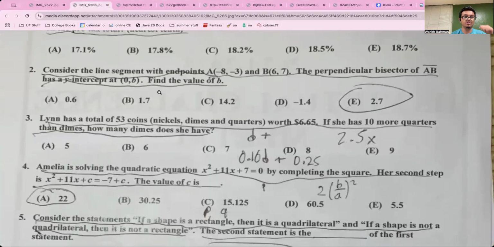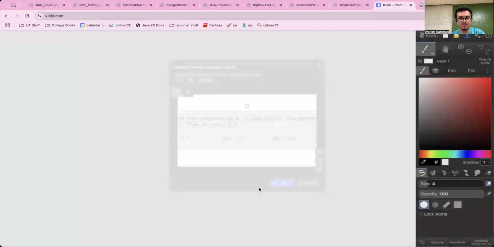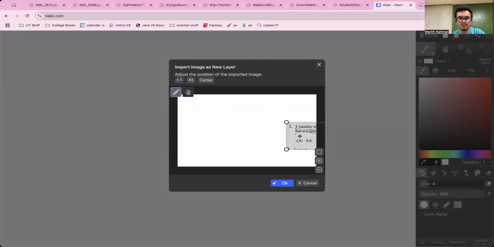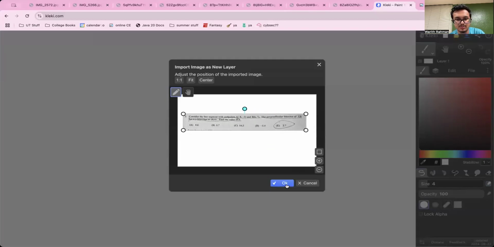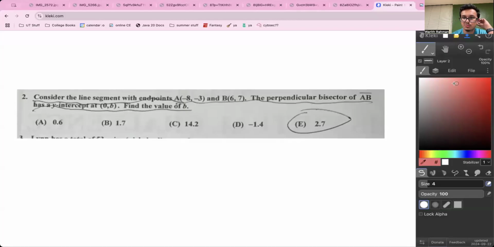Okay. Number two, consider the line segment with endpoints -8, -3, and 6, 7. Perpendicular bisector. Here we need two important things, the slope of AB and its midpoint. So what we can do for the midpoint is here, I think this is a good example of one of those problems I'm going to copy into Clucky. It's just a website that my sister used to draw in a bunch, and I love using this for problems and stuff.